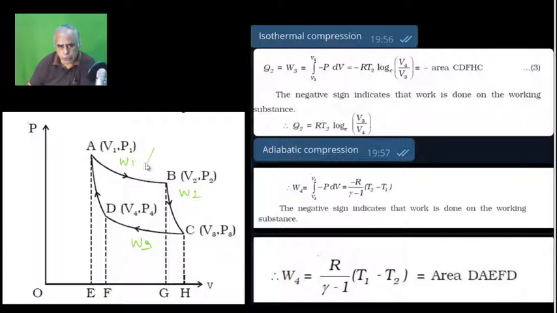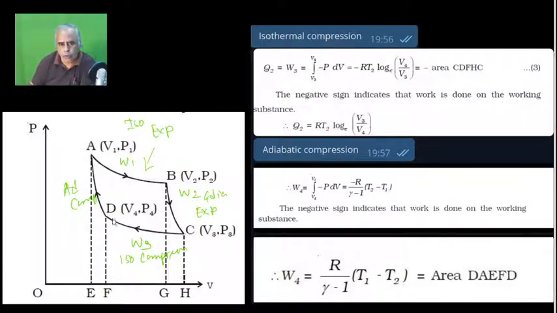So probably you should notice this. A to B is what? Expansion. What type of expansion? Isothermal expansion. And what about this? This is adiabatic expansion. This is also expansion, but this is adiabatic expansion. What about this? This one is isothermal compression. What about this one? This is adiabatic compression. Are you able to follow?